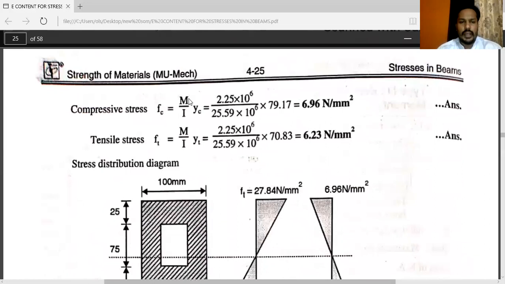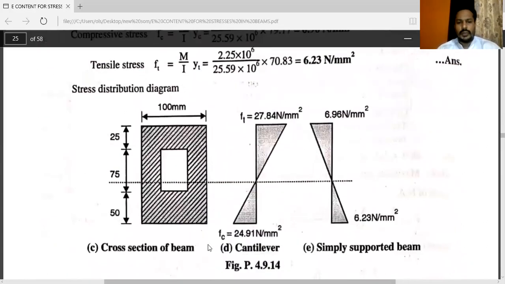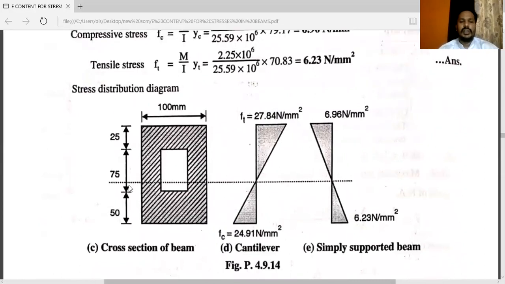After getting the value of M, I and YC, you can calculate compressive stress. Similarly, you can calculate a tensile stress also. So here we have the value of compressive stress, that is 6.96 Newton per mm square. FT is equal to 6.23 Newton per mm square. Here you can see the stress distribution diagram, bending stress distribution diagram. This is the given cross section of the beam. For a cantilever, you have to draw a baseline. This dotted line indicates the neutral axis where the bending stress is equal to 0.